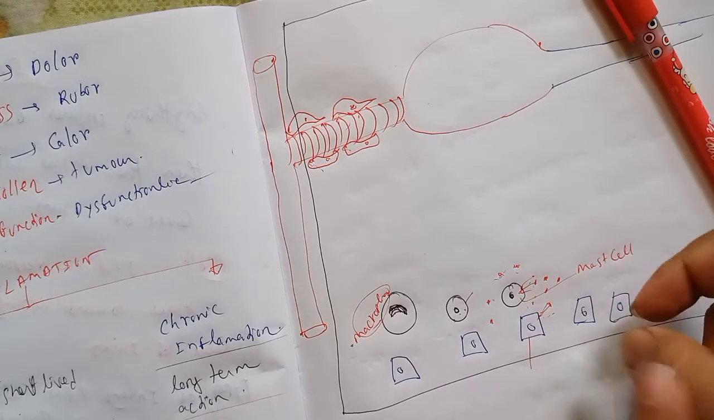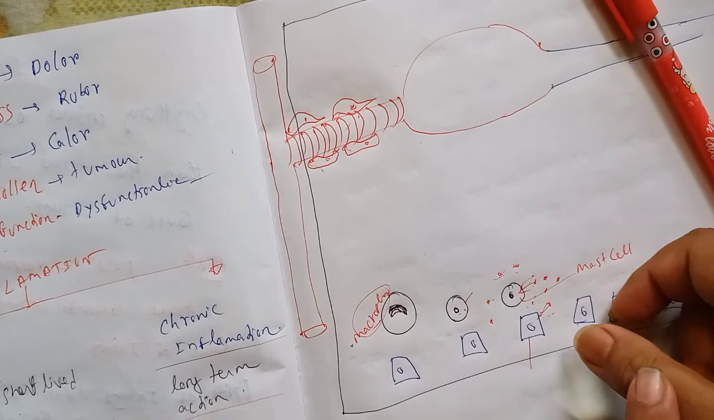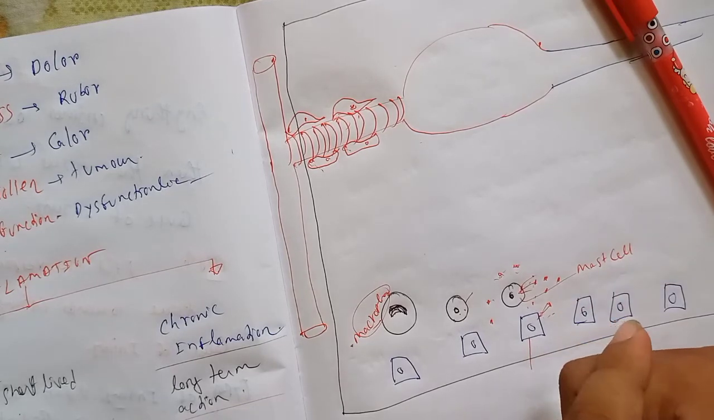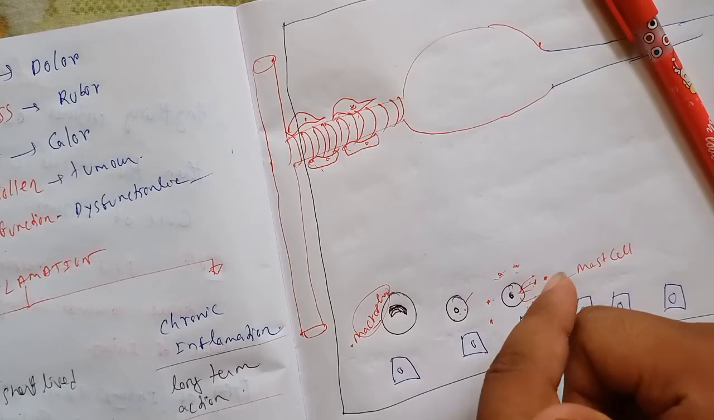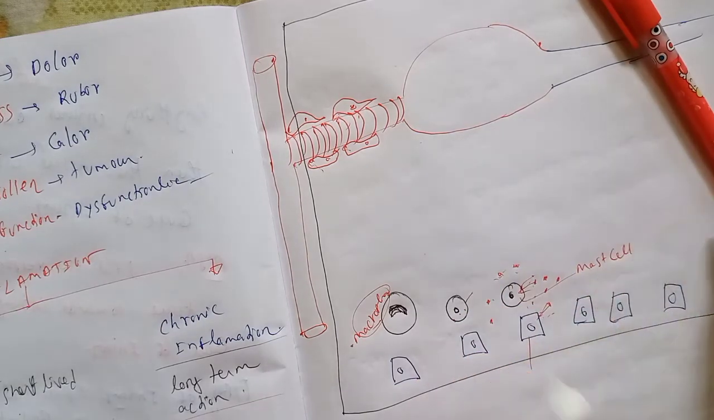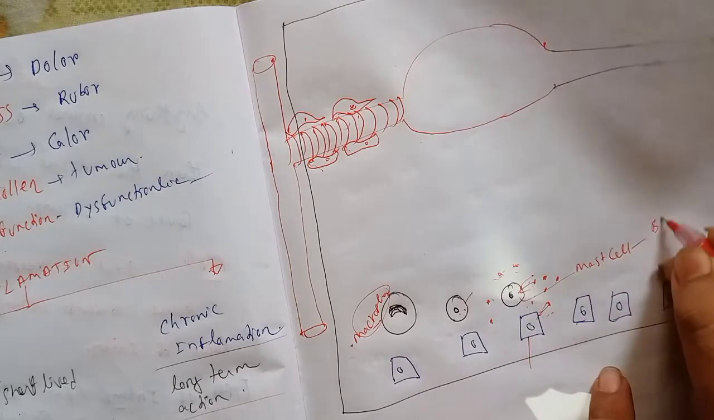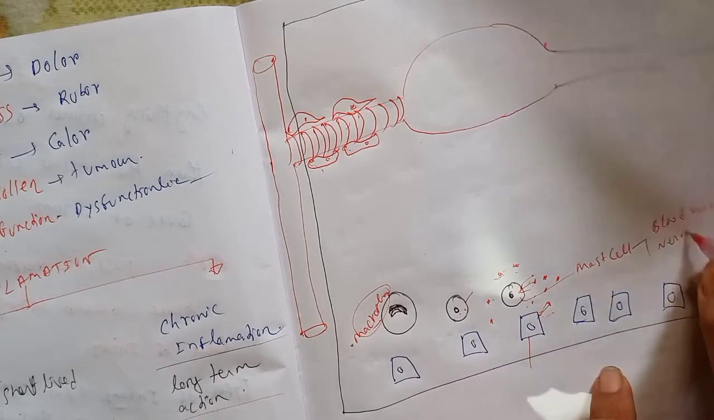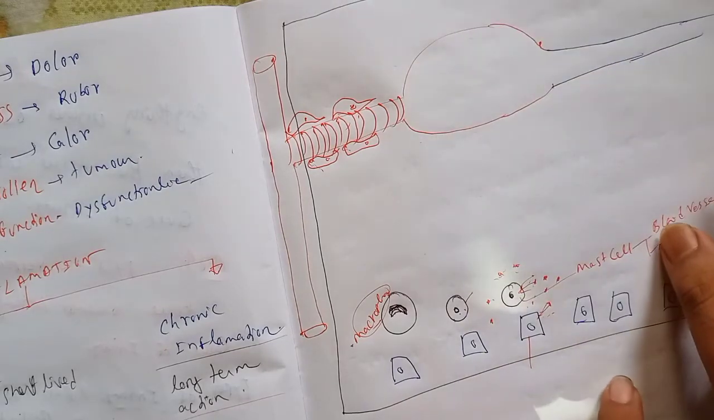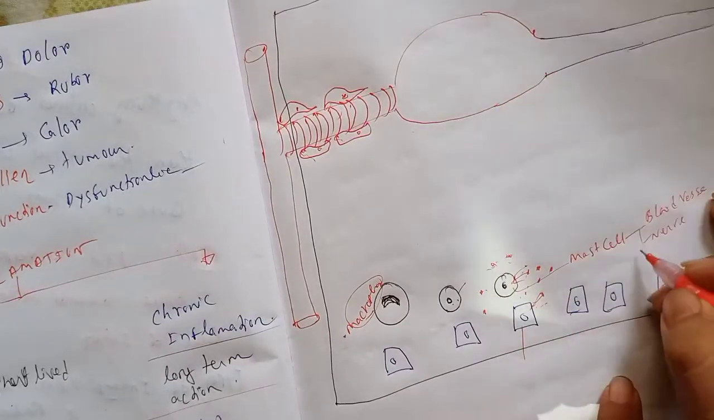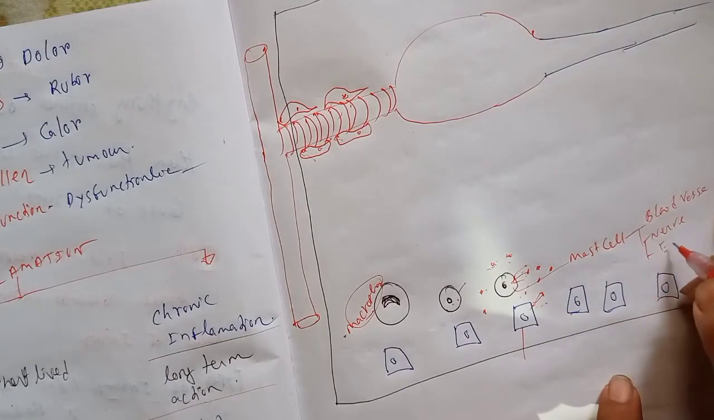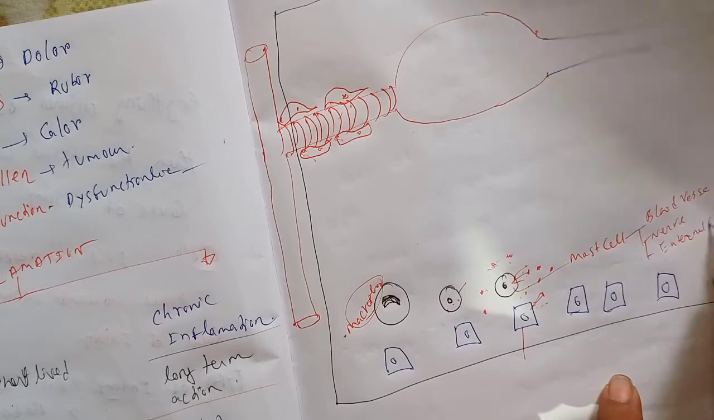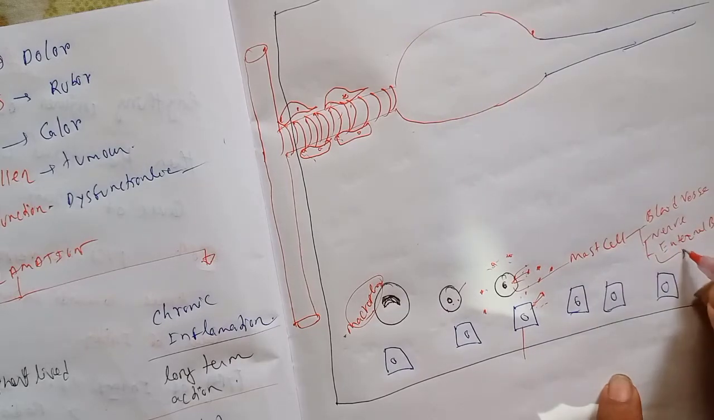Now the mast cell is located in many places. Mostly the mast cell is located around the blood vessels and around the nerves, but they are present all over the body, including the external body lining and the internal body lining.